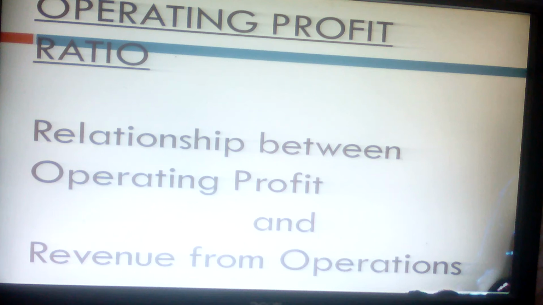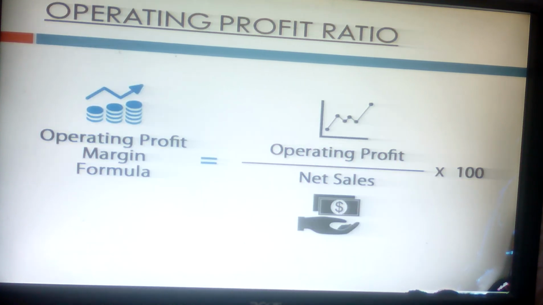What is the meaning of operating profit ratio? It is the relationship between operating profit and revenue from operations. You should be very careful about the difference between operating ratio and operating profit ratio, as confusion will definitely come. The formula is operating profit divided by net sales into 100.